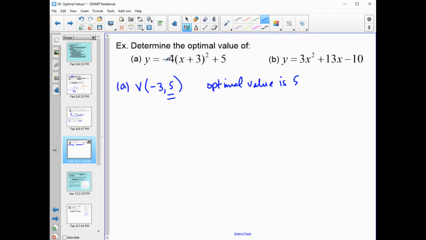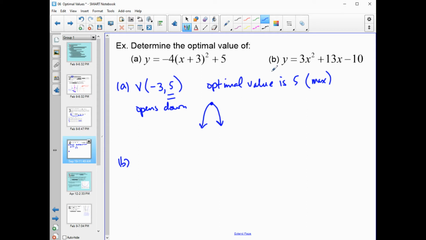Now in this case, we can see that this parabola opens down because it has a negative leading coefficient. And so you could add this extra information, or sometimes you're asked to identify is the optimal value a maximum or a minimum. And in this case, because we have a parabola which opens down, the vertex would be at the top of the parabola, which means this optimal value is a maximum.